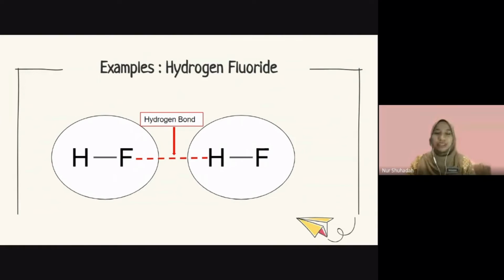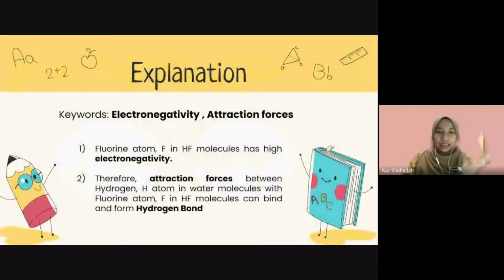Okay, good explanation as well. So it shows you really understand the formation of hydrogen bond. So here is the explanation. The keyword is still the same, electronegativity and attraction forces. So first, the fluorine atom in hydrogen fluoride molecule has high electronegativity. Therefore, attraction forces between the hydrogen atom in hydrogen fluoride and the fluorine atom in another hydrogen fluoride molecule can bind and form hydrogen bond.